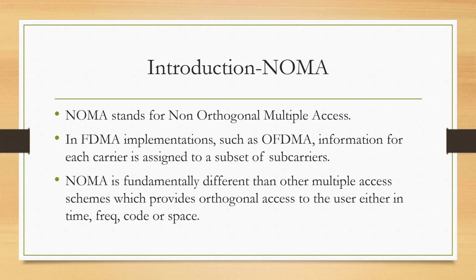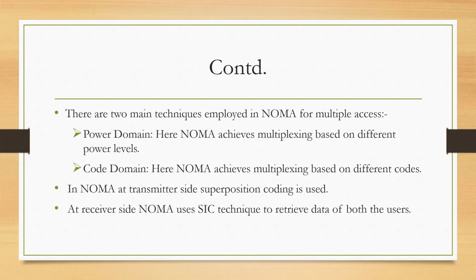Since instead of time or frequency or code or space, NOMA uses two kinds of multiplexing between the signals. Either it could be a power domain based NOMA, in which the orthogonalization between the signals is achieved by multiplexing the signals in their power levels, or code domain NOMA, in which the same multiplexing is done in the code which is assigned to different signals or users.